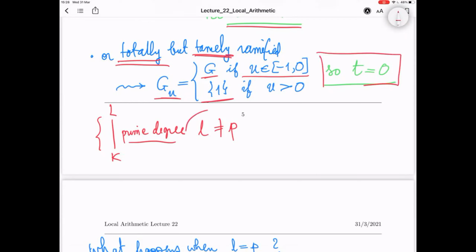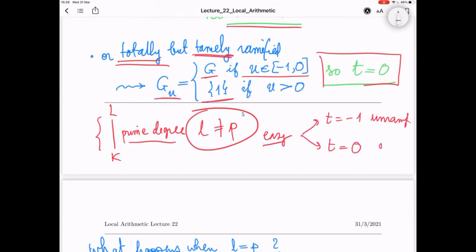So the case L different from P was easy. There are only two possibilities. The unique ramification break occurs at minus 1 in the unramified case, or at 0 in case the extension L over K is ramified. Okay.